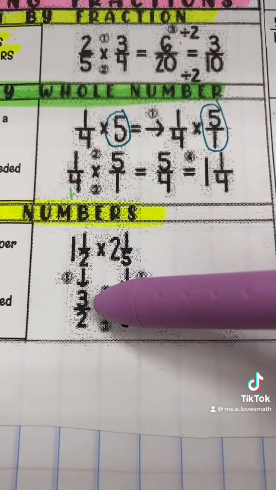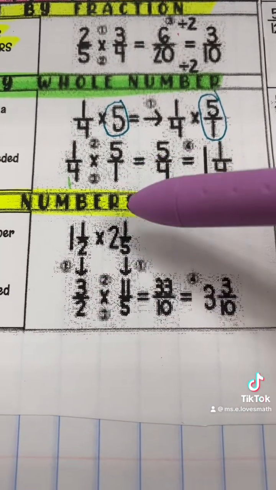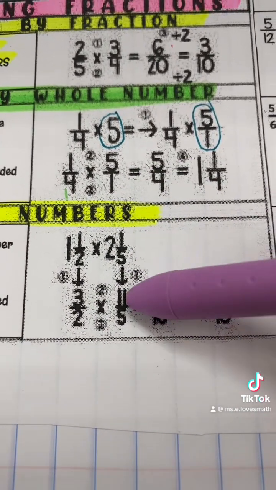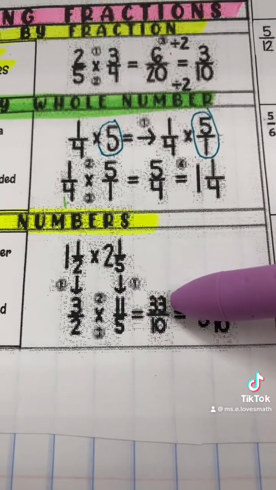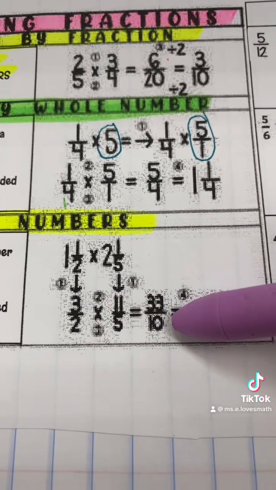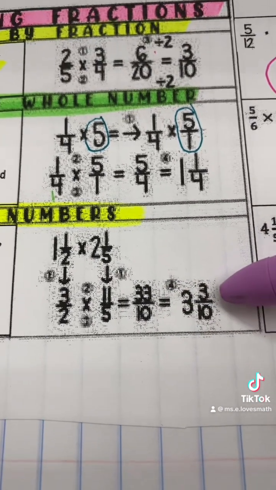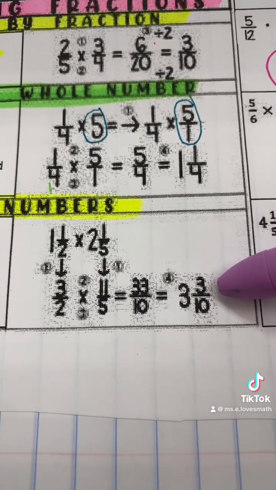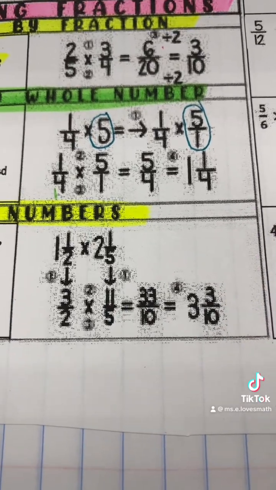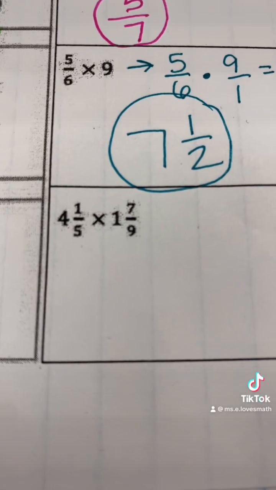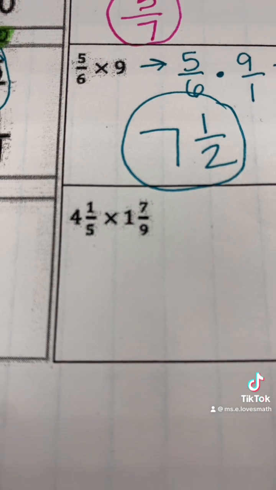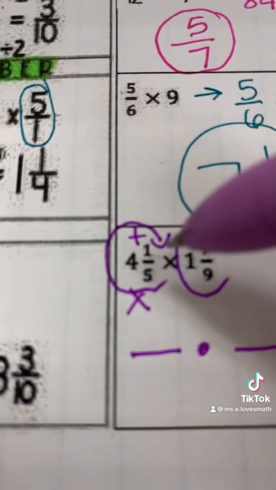1 1/2 becomes 3/2 as an improper fraction. 2 1/5 becomes 11/5. When you multiply across the top, multiply across the bottom, you end up with 33 over 10. And then you have to convert it back into a mixed number. This one did not need any simplifying. We will be working out 4 1/5 times 1 7/9.